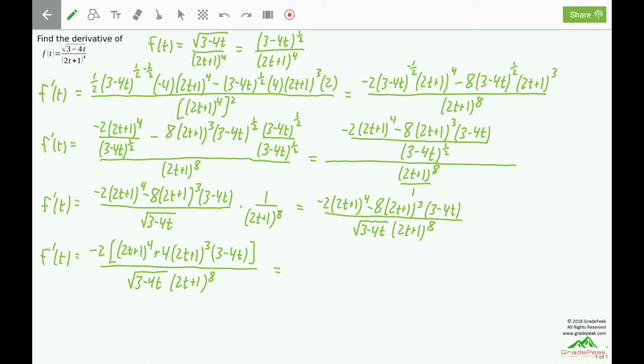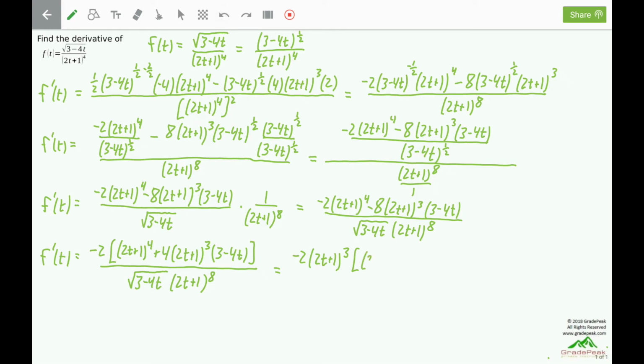Now our next step is to factor out powers of 2t plus 1. I have a power of 4 here and I have a power of 3 here. We can take out the lower power, that'll be the 3 power. So I can take out 2t plus 1 to the 3. Now if we factor that out, that's going to take out 3 of the 4 here, so I'll leave one of them behind. It will take all of them out here. So there's what we should have left inside there.